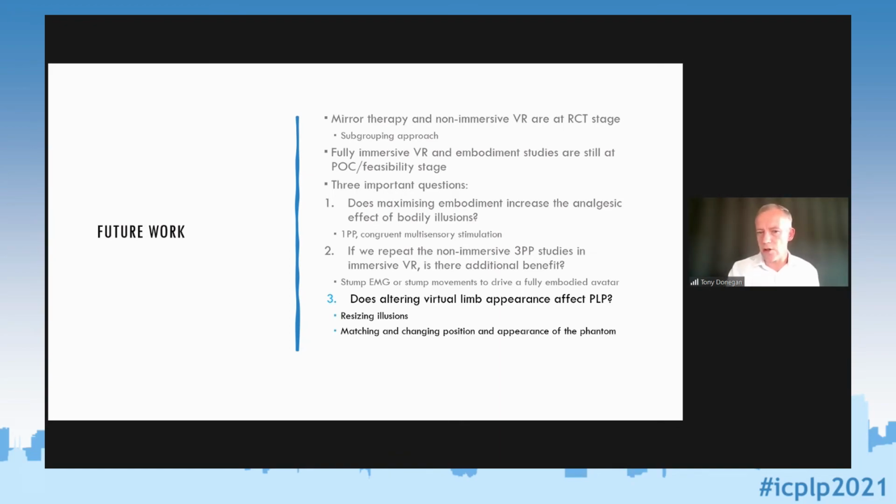And finally, does altering the appearance of the virtual limb have an analgesic effect? Does resizing it, does matching and changing the position and appearance of the phantom? And again, all this work still needs to be done. But hopefully I've convinced you that there's enormous therapeutic potential.